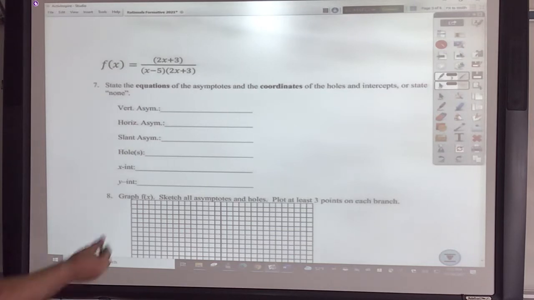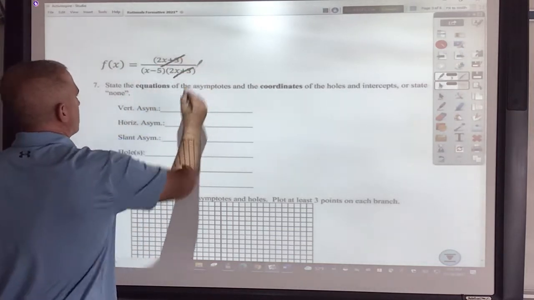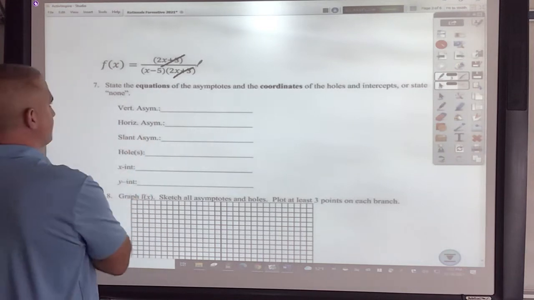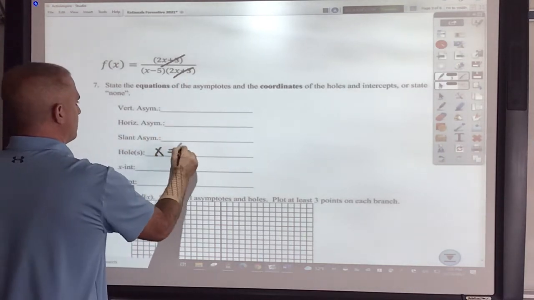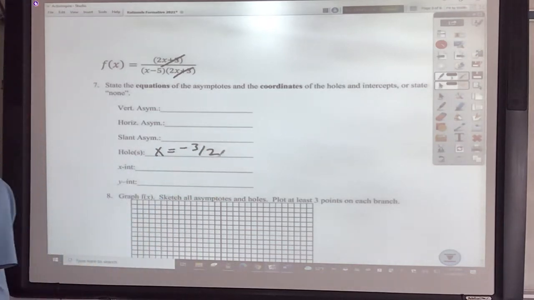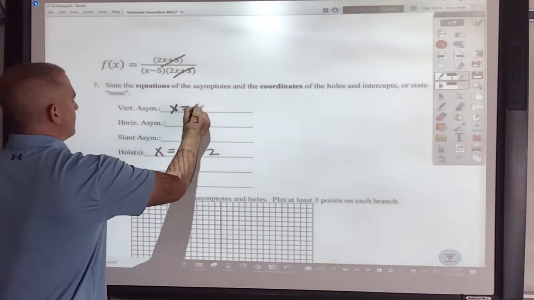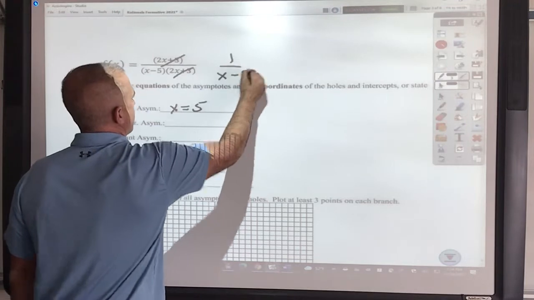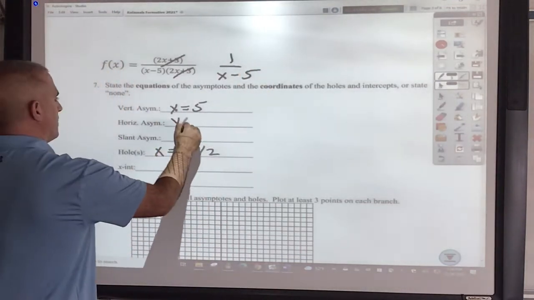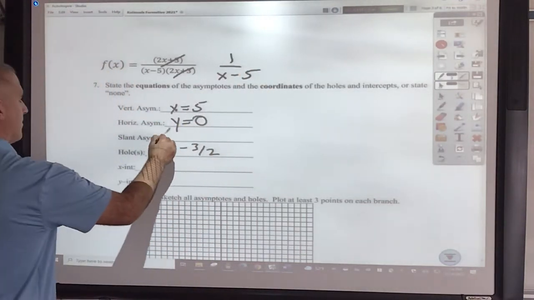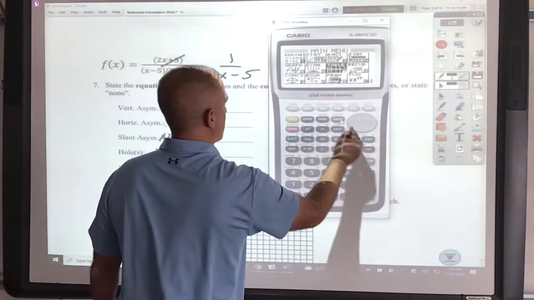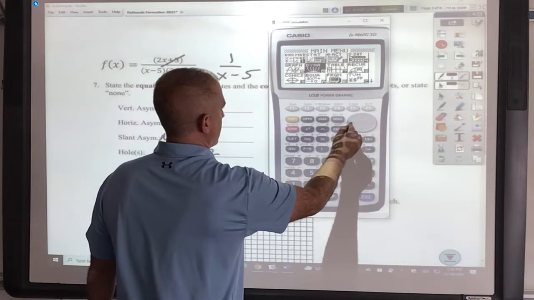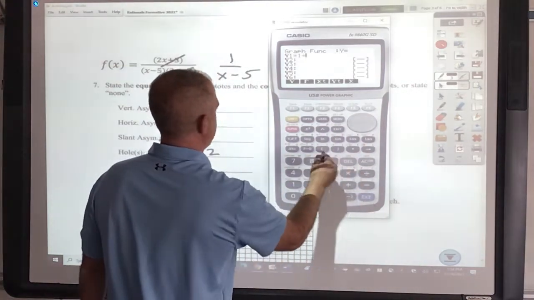Okay, so this one, real easy elimination. Cross off, okay? So that's going to be, my hole is going to be x equals -3/2, okay? My vertical asymptote is at x equals 5. What's left over here? Just this. So I've got a horizontal one at y equals 0. I don't have one of these, okay? All right, so when I go into the graph, okay, all right, I want to graph 1 divided by x minus 5.